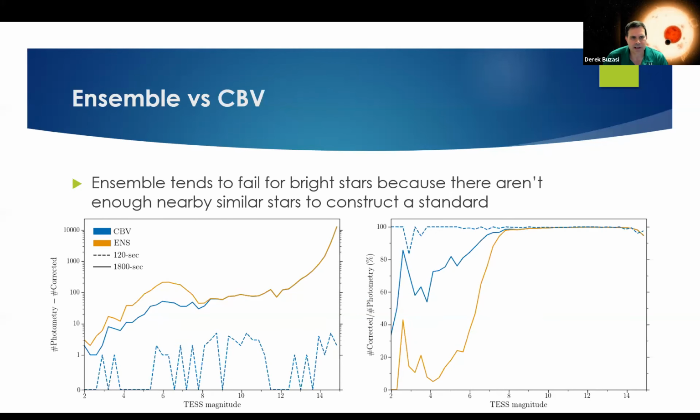The ensemble method tends to fail for really bright stars, and that's just because there aren't enough nearby similar stars to make a standard. If your star is fourth magnitude, there are unlikely to be lots of other fourth magnitude stars nearby in the field to construct a standard from, so it's not going to work. Once you're above about eighth magnitude, then you'll get light curves for both, for CBV and for ensemble.